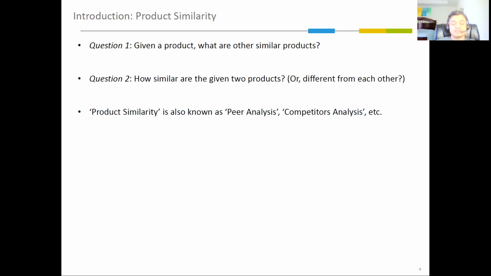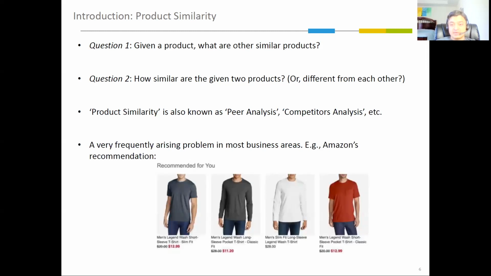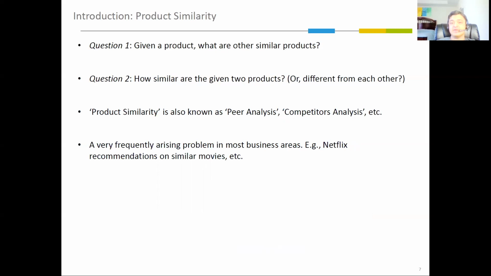This is essentially called product similarity, and it appears under different names in different businesses, such as peer analysis, competitors analysis, and so on. It is a very frequently arising problem in most business areas. For example, a recommendation system: if you are searching for some specific product online, the website will start recommending similar products. Similarly, in Netflix, if you are watching one movie and you liked it, then Netflix will start recommending you some similar movies.